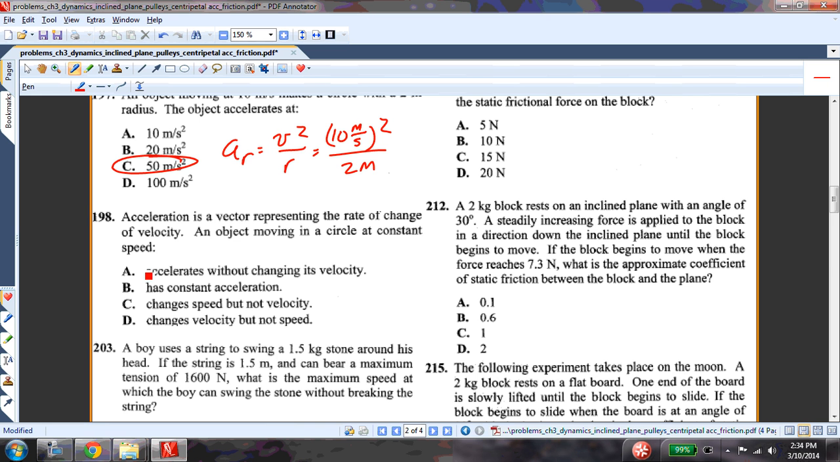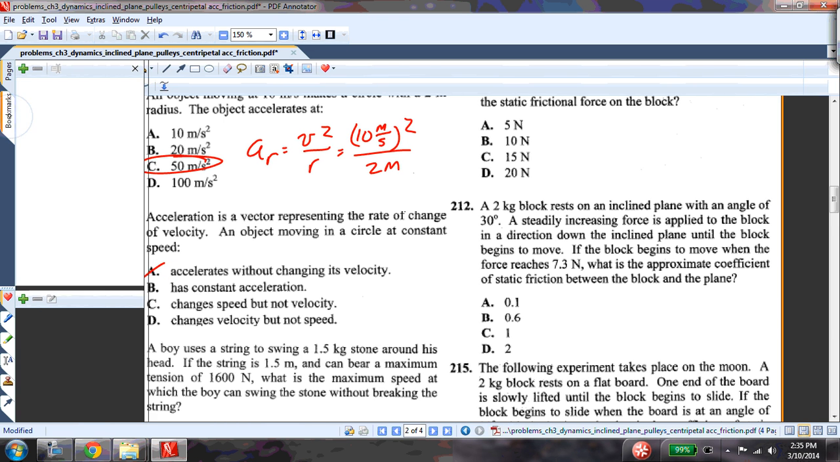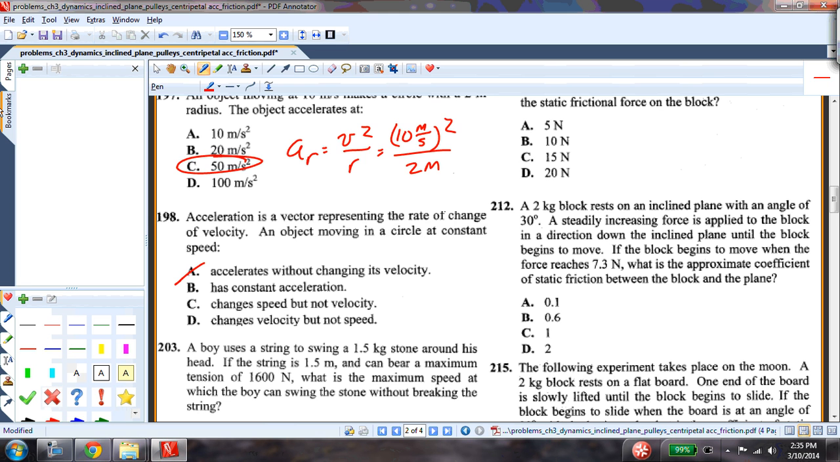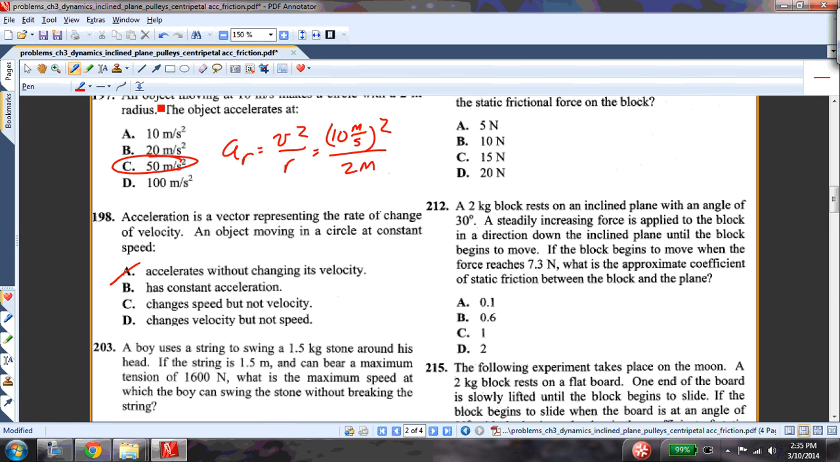Acceleration is a vector representing the rate of change of velocity. An object moving in a circle at constant speed is changing velocity constantly, because the direction is changing. So it is accelerating, and it is changing its velocity, so A is not right. It has constant acceleration.